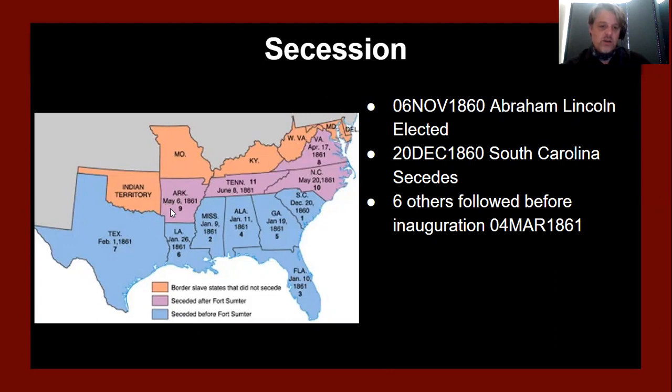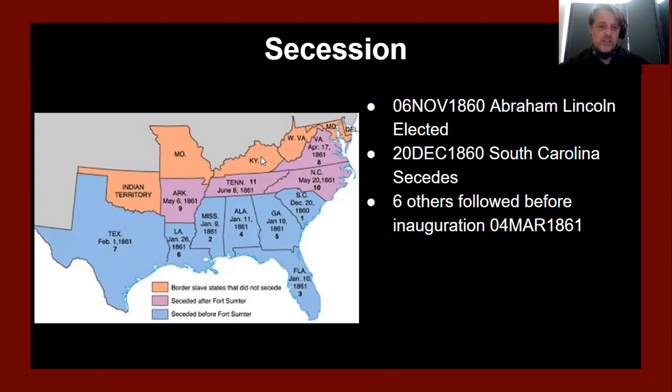These states here seceded after the Battle of Fort Sumter. These states here and the Indian Territories, although the Indian Territories were kind of split themselves. Some of the Indian nations within Oklahoma sided with the South, with the Confederacy. Some of them sided with the North. These states were all slave-owning states.